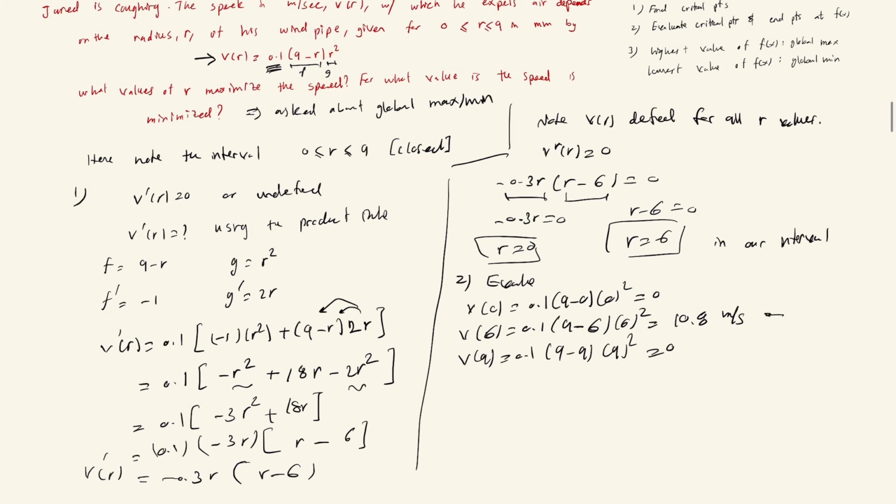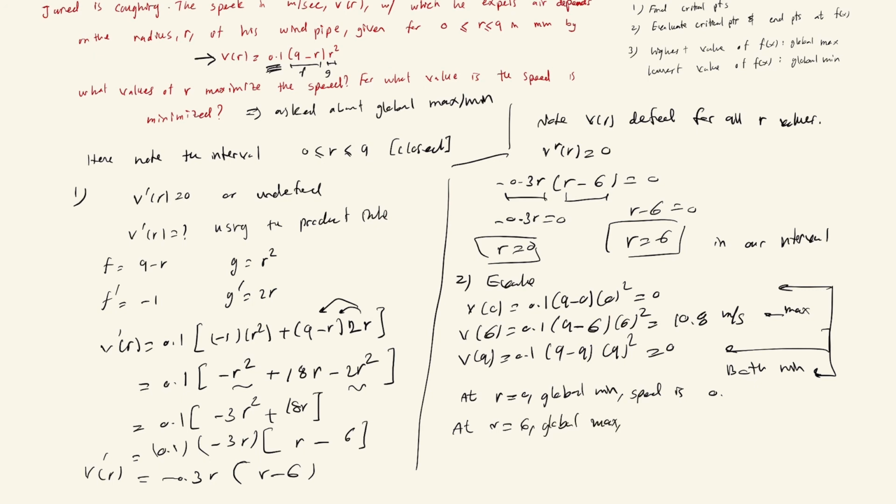Now we have all the values of the evaluation. Note that the maximum value is 10.8 meters per second and the minimum value is 0. Therefore, at r equal to 6, we have a global maximum. So to maximize the speed, r has to be 6. And then at r equal to 0, as well as r equal to 9, both of them will result in 0, and that's a global minimum. The speed is minimized.